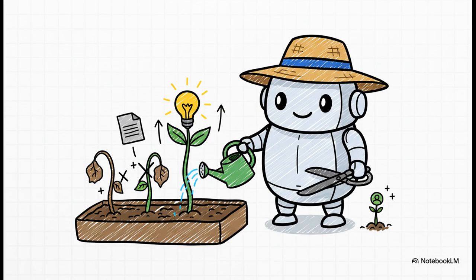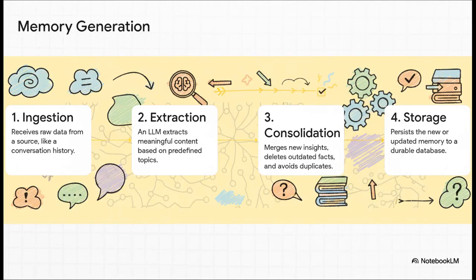But here's where it gets really cool. It's not just about cutting down. There's a specialized system called a memory manager, and it acts like a diligent gardener, constantly pruning, weeding, and tending to the AI's knowledge base to make sure it stays healthy, organized, and actually useful. And that gardener follows a pretty clear 4-step process. You can think of it like a data pipeline, but for memories.